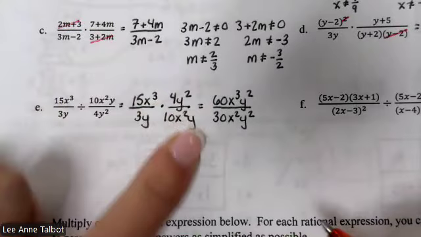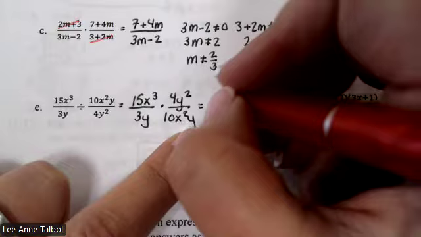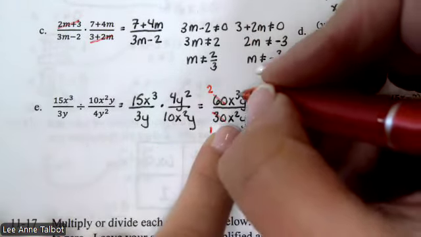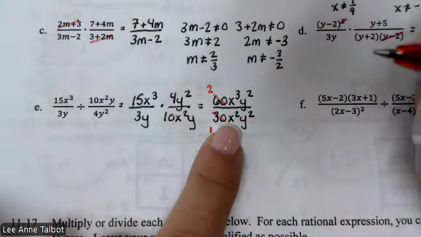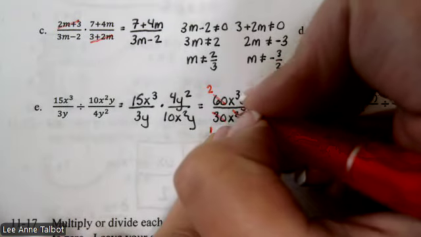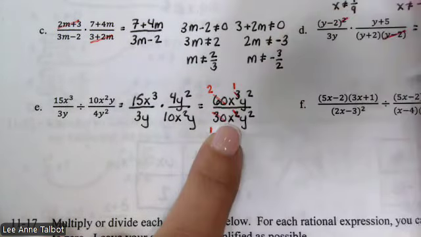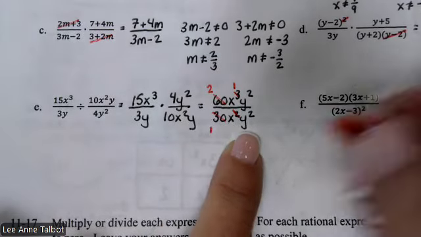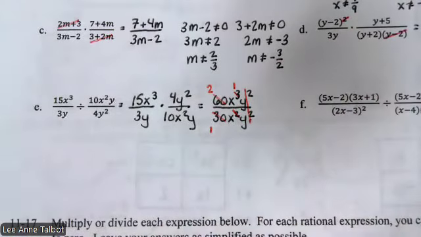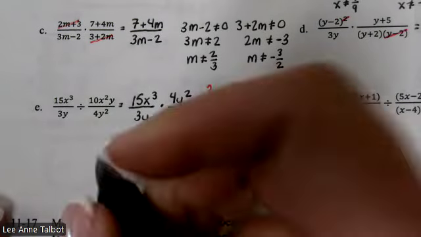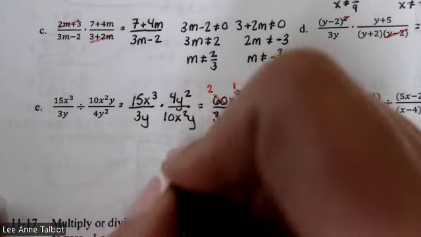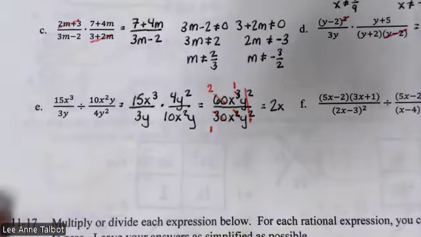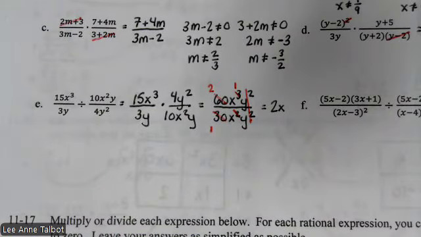What does 60 and 30 reduce to? 2 and 1. Great. And x cubed over x squared. Yep, so I'm going to go like this. Does that make sense? And then y squared and y squared is all 1 itself. So that becomes 2x. That's exciting. Much more satisfying than that last one.